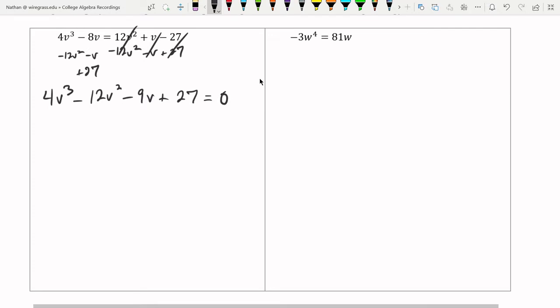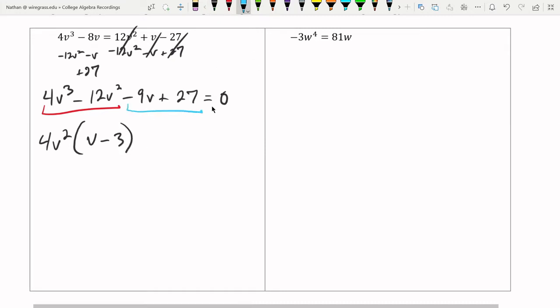I made sure I wrote from highest power to lowest power, and then I combined like terms at the same step. And this is more than 3 terms. It's not a monomial, binomial, or trinomial. So the best thing we can try here is factoring by grouping. So from the first 2 terms, I can take out a 4v squared. That's going to give me v minus 3.